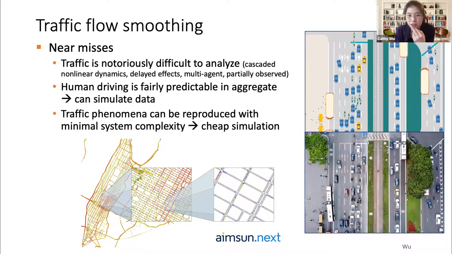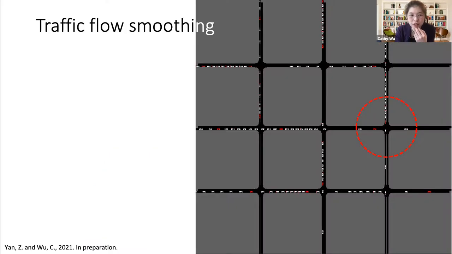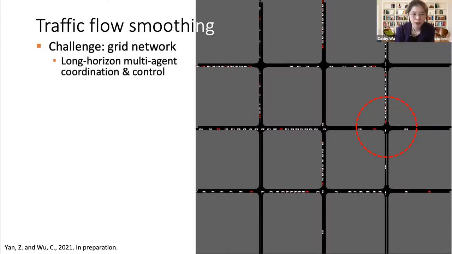Okay. So just a bit of a teaser. One of the things that we're working on now is we can't really, with low compute, just directly train on a much larger system like this. So this is a 3x3 grid network. Some of the challenges being long horizons, multi-agent coordination and control and whatnot.